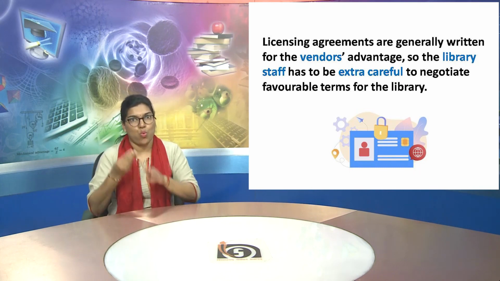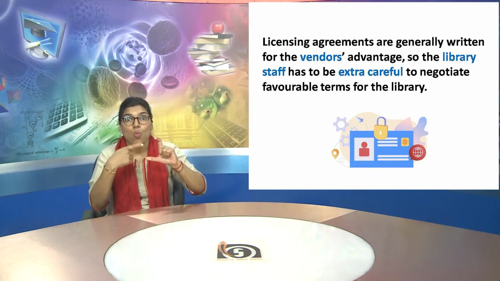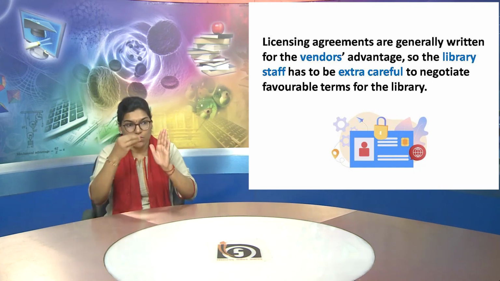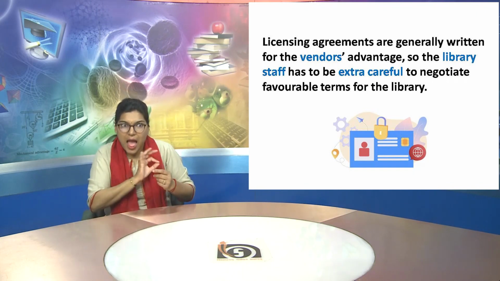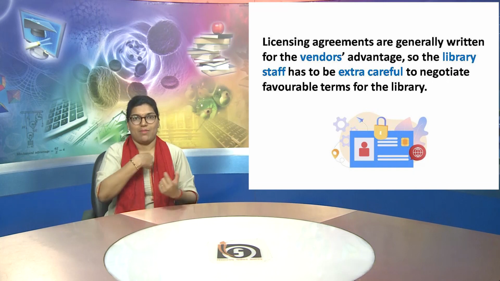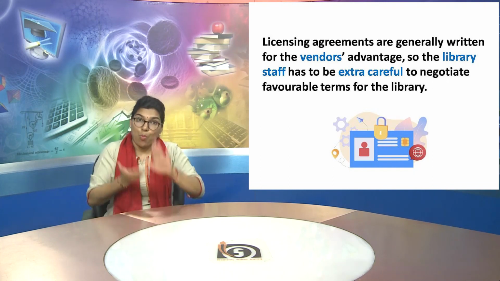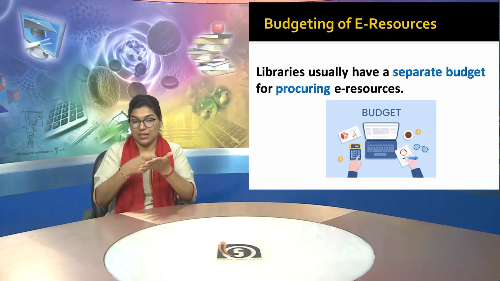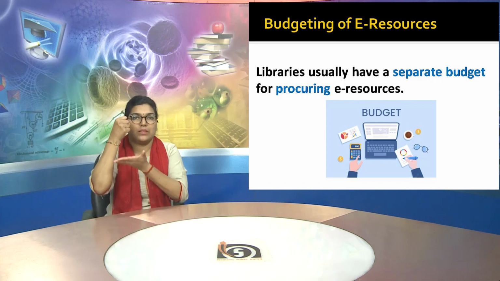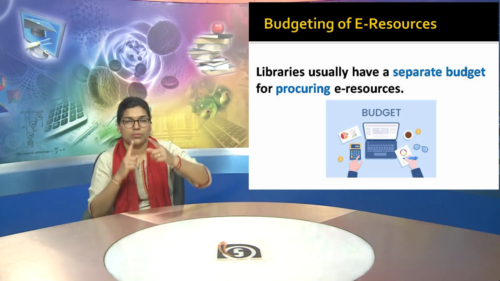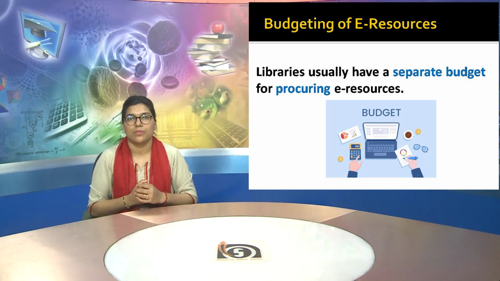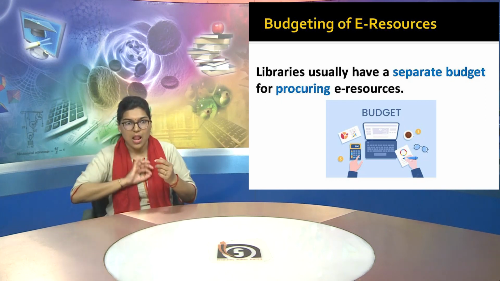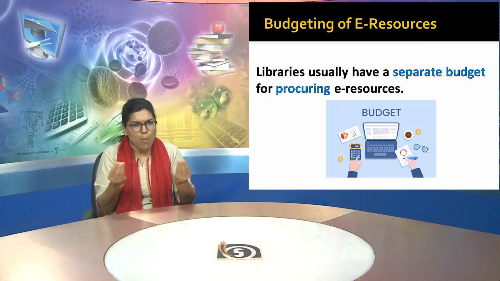Licensing agreements are generally written for the vendor's advantage. So the library staff has to be extra careful to negotiate the favorable terms for the library. Now this is another step of budgeting of e-resources. Libraries usually have a separate budget for procuring e-resources.